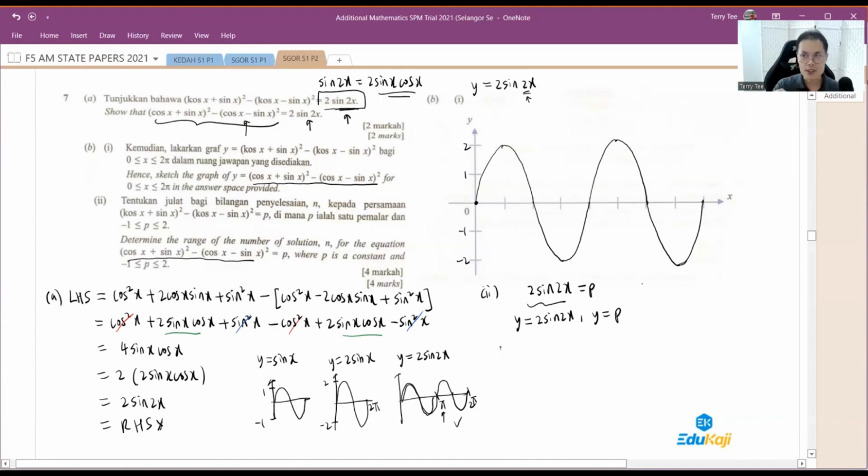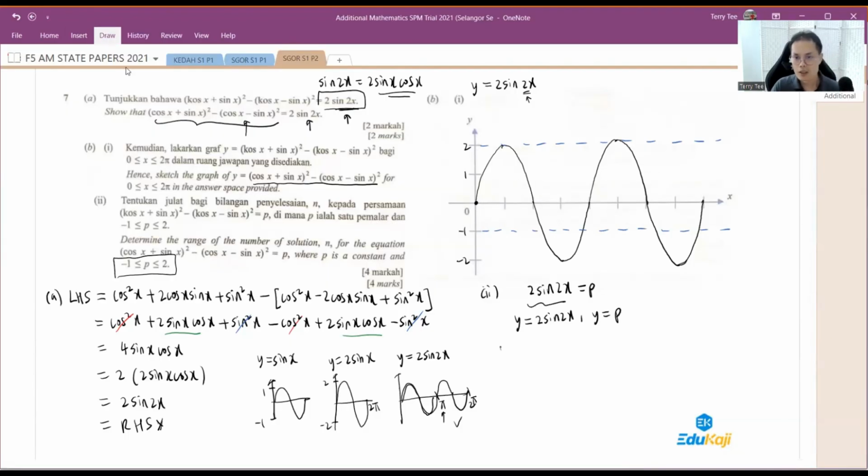Now, we know p is a constant. So when you draw y equals 1, a constant 1, it's a horizontal line that passes through 1, right? When you say y equals 2, it's a horizontal line that passes through 2. They say p is a value between -1 and 2, meaning I'm going to draw a horizontal line at -1 and a horizontal line at 2. You can see that between these two, you can have multiple numbers of solutions.